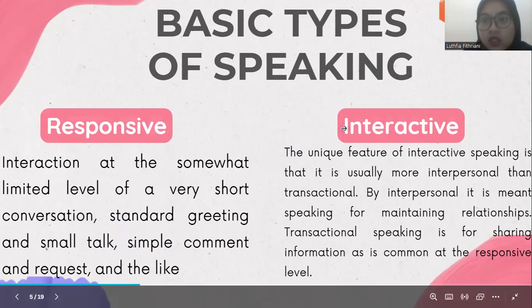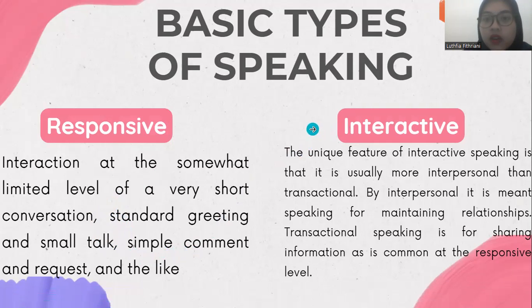The fourth is interactive. The unique feature of interactive speaking is that it is usually more interpersonal than transactional. By interpersonal, it is meant speaking for maintaining relationship. Transactional speaking is for sharing information as is common at the responsive level.